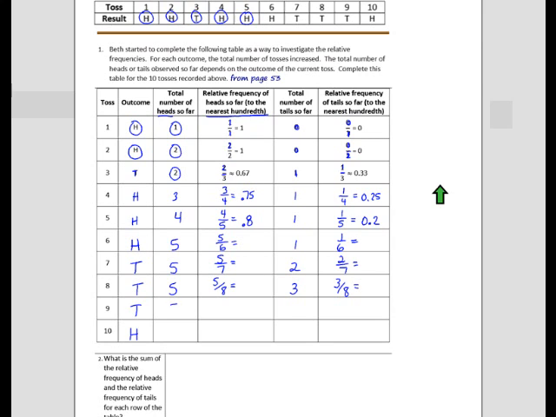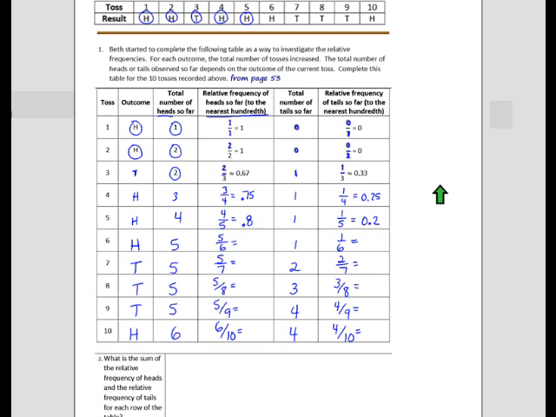And now we have another tail, so that remains at 5. Now we have 5 out of 9. Another tail adds up to 4. Now we have 4 out of 9. And finally, another head, and that gives us 6 heads and 6 out of 10 tosses. And then tails remains the same, and now we have 4 out of 10.